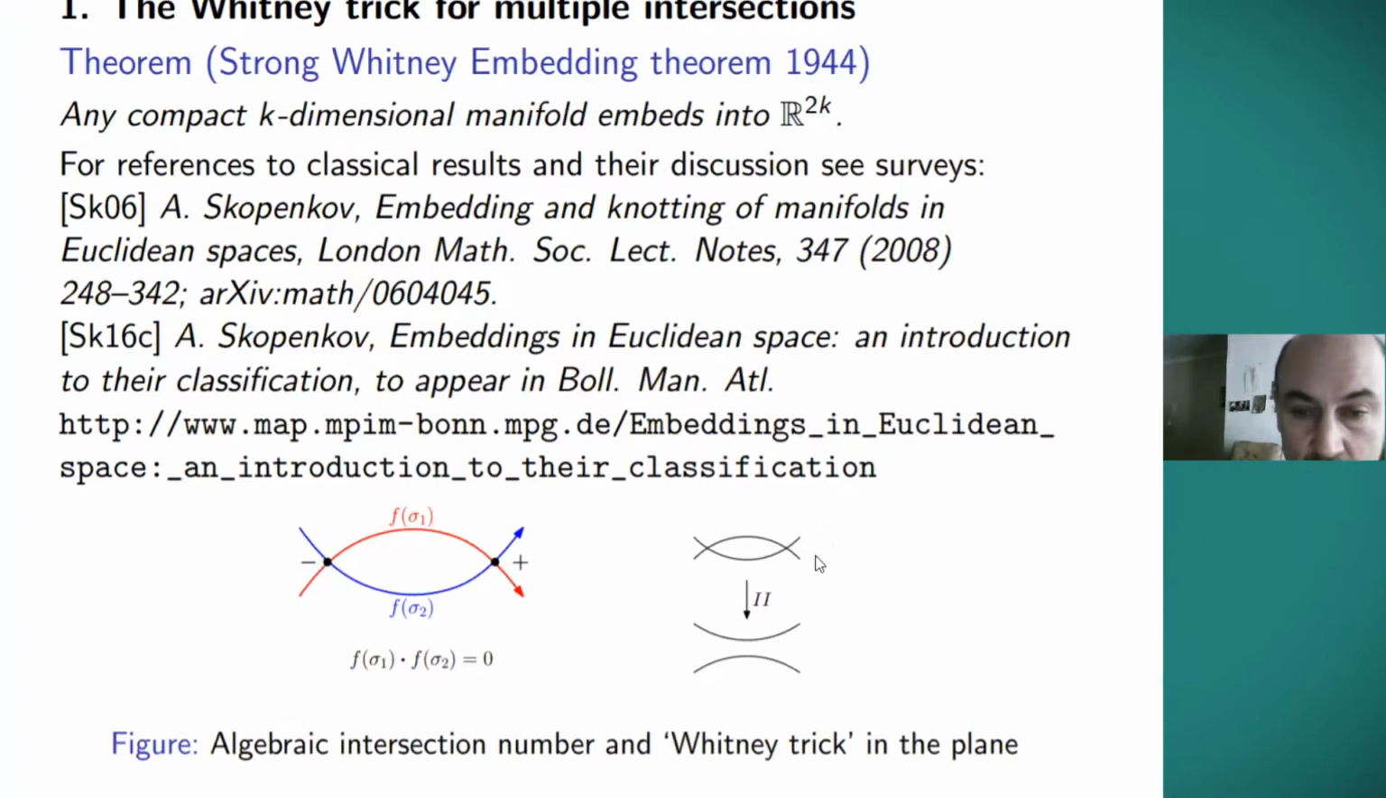The idea is to make a trick like that. Take a general position map of a circle to the plane, and arrange that there will be an even number of self-intersection points, and moreover, we can assign signs to those self-intersection points. We can change our map so that the self-intersection points split into pairs of different signs, like here. And then we can cancel those pairs by the Whitney trick. So this is the Whitney trick in dimension 2.